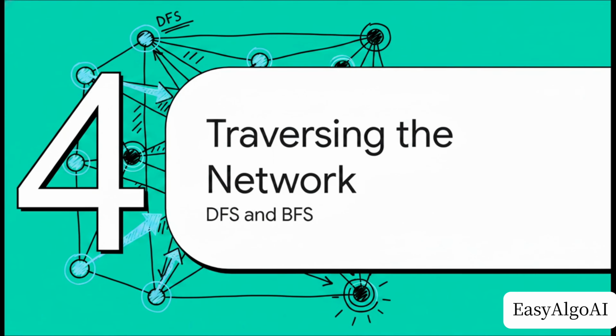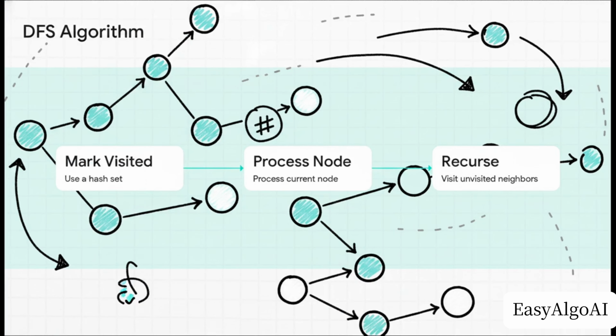Section 4. Traversing the network. Okay, so now that we have our nodes and edges stored, how do we actually search through this web to find what we're looking for? Well, we use 2 primary traversal techniques. The first is depth-first search, or DFS. The logic here is typically implemented recursively.